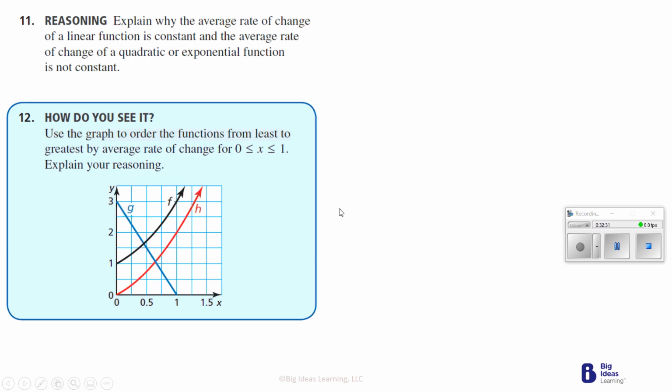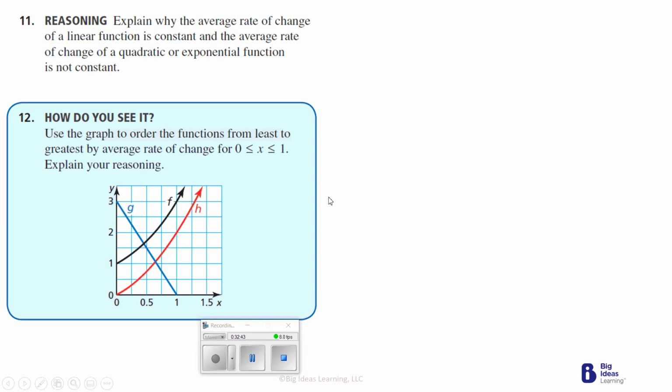You have number 10. I got number 11. It says, explain why the average rate of change in a linear function is constant. The average rate of change in a quadratic or exponential function is not constant. Well, that's pretty easy.